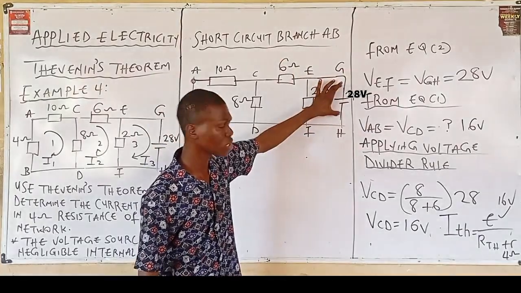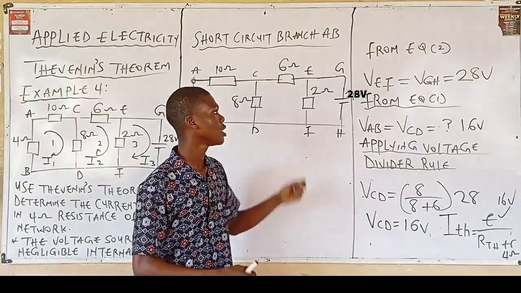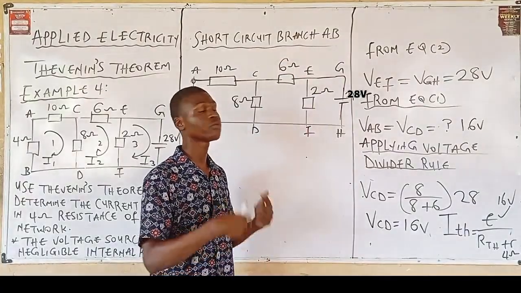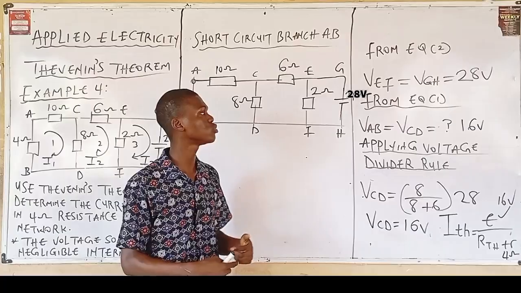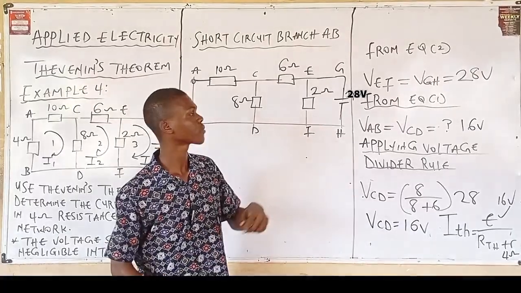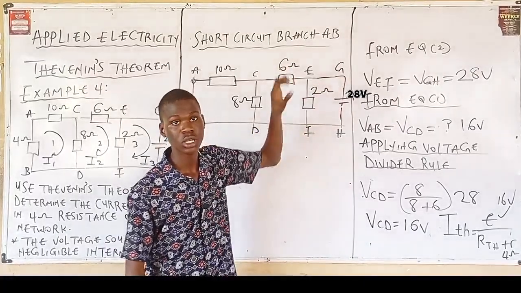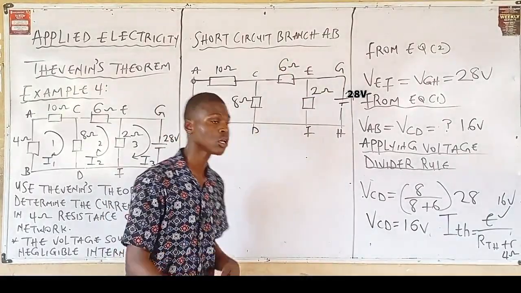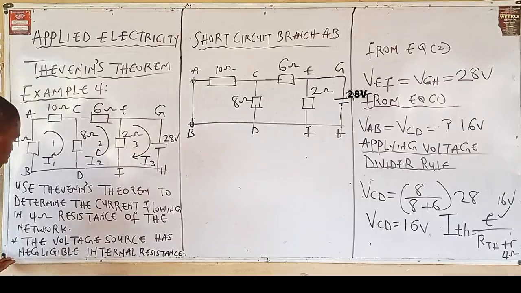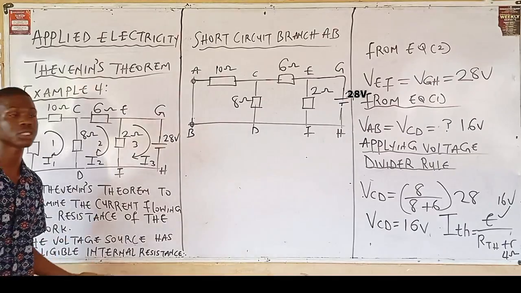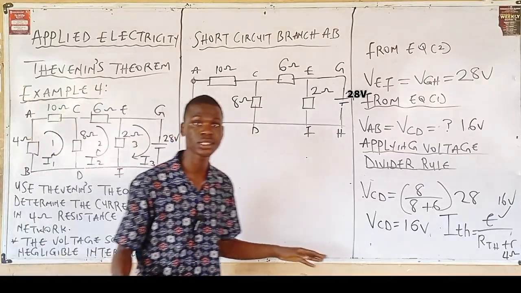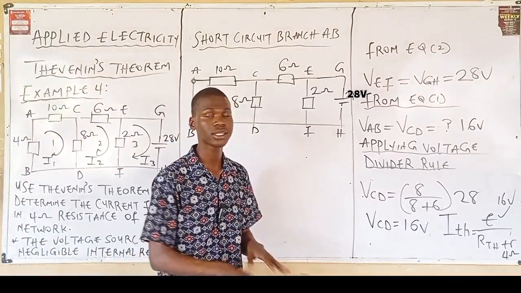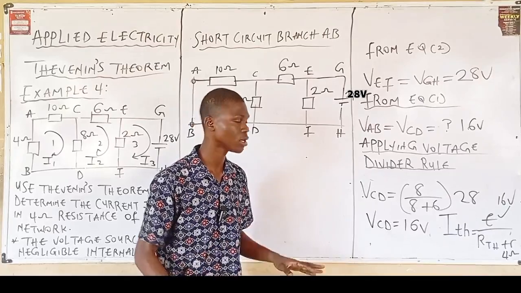Now, removing this 24 volts means you are replacing it with the internal resistance of the 24 volts. But observe, the question is saying that it has negligible internal resistance, meaning the internal resistance in this case is 0.